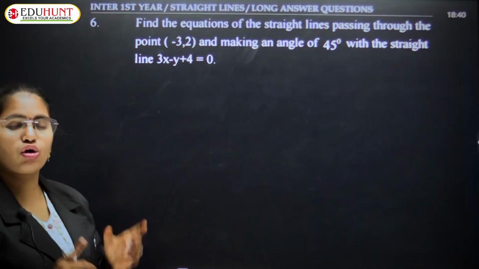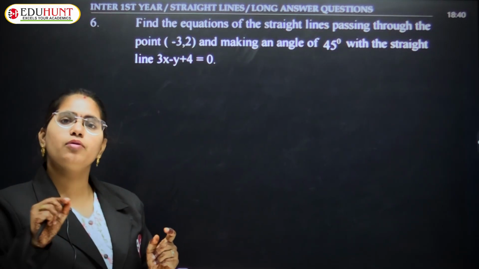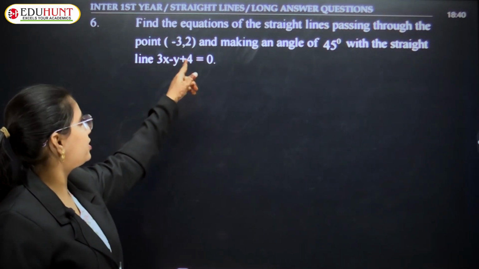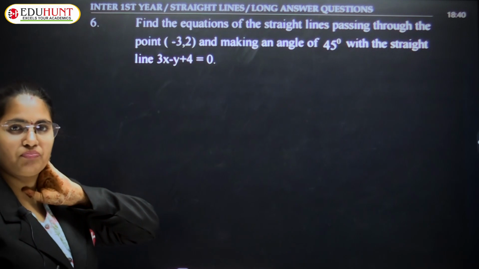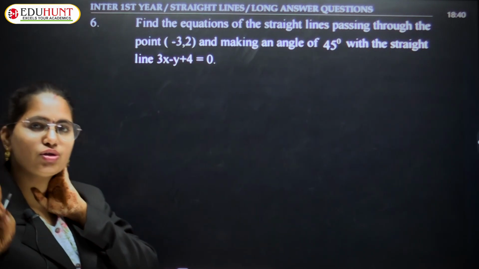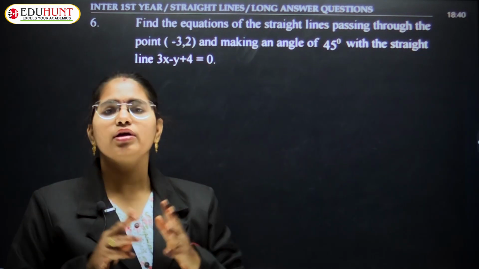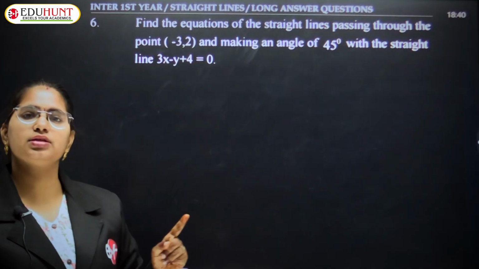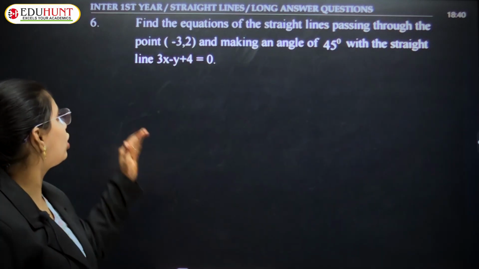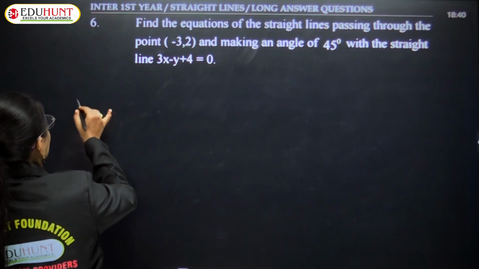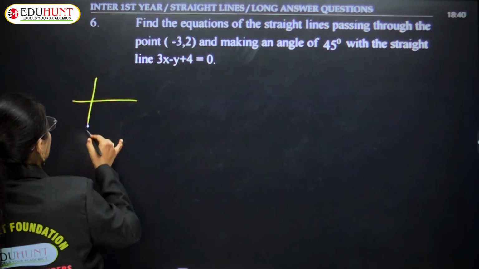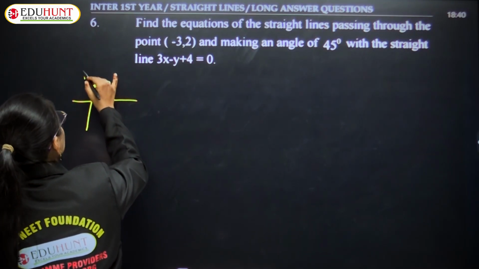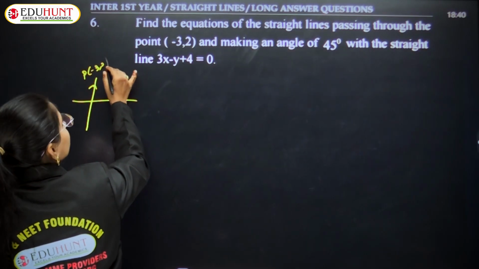degree, each straight line making a 45 degree angle with the straight line 3x minus y plus 4 equal to 0. That means you need to find two straight line equations. Each one of the straight lines passes through P(-3, 2). Let me explain with a diagram. Suppose this point is P(-3, 2).